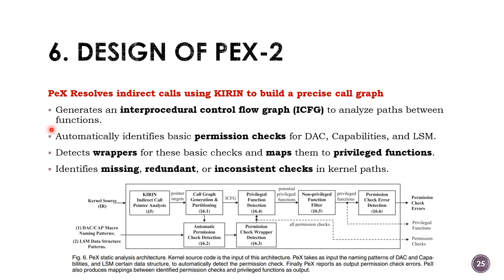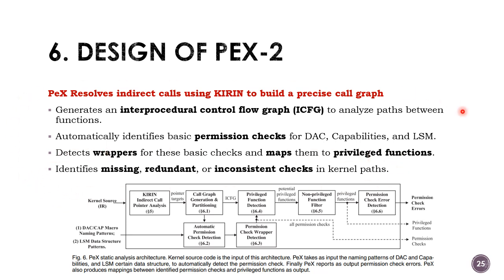First, here are 4 points of what PAX actually produces. The first is the interprocedural control flow graph, a graph for the control flow of the Linux kernel source code. The second is the permission checks for DAC, capabilities, and LSM, these 3 types of access control methods that we mentioned before, and it also detects the wrappers for and maps the privilege functions. And the last one identifies missing, redundant, and inconsistent checks in kernel paths. This is the ultimate output.